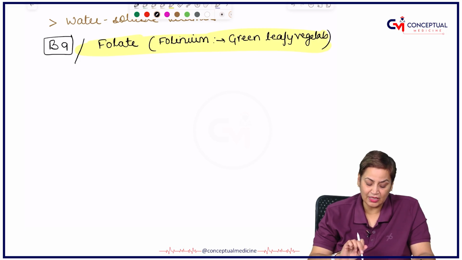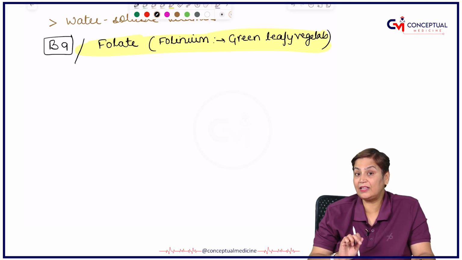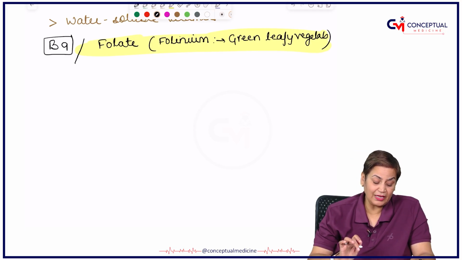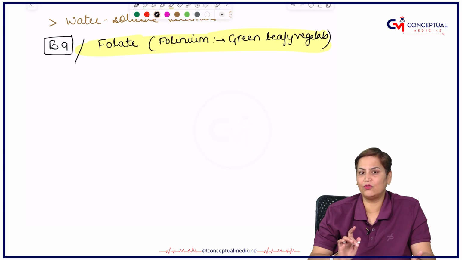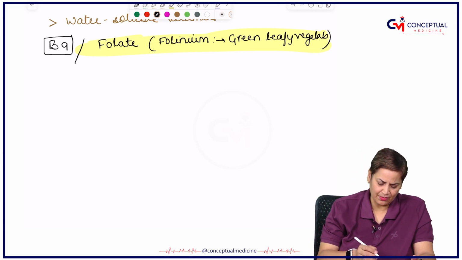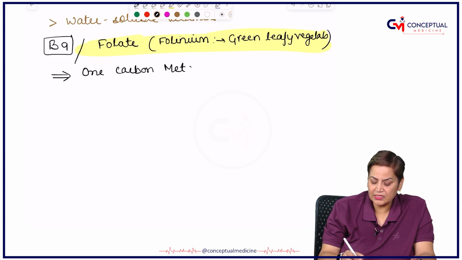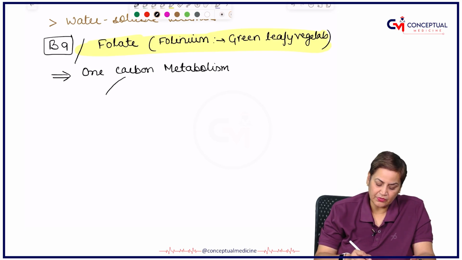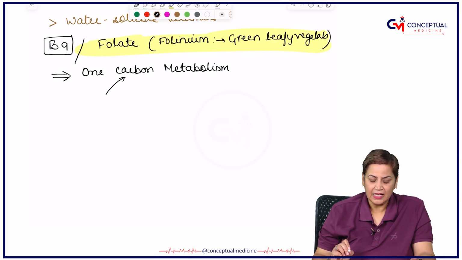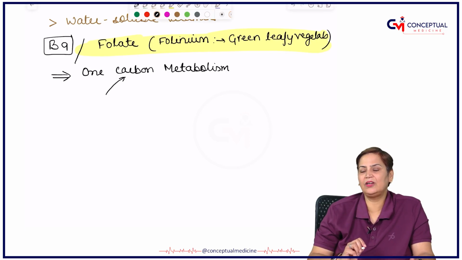Now what is the active form of this folic acid? Always remember, this folic acid is required for one-carbon metabolism. Very, very important. It gives rise to one-carbon metabolism. Now what is this one-carbon metabolism which gives one carbon, obviously? How is this one carbon given to the body?